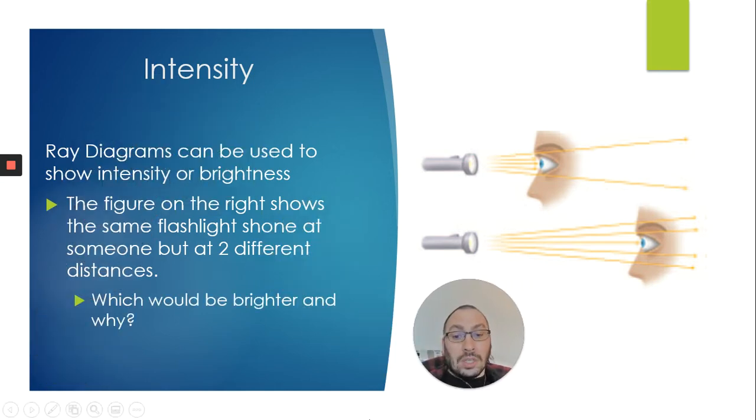So which would you think is brighter and why? So obviously the closer the light bulb, or sorry, the flashlight is to the eyeball, the brighter it's going to be because there's more rays actually hitting the eyeball. So very good representation of a ray diagram.